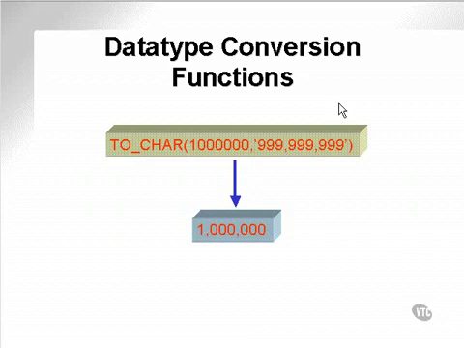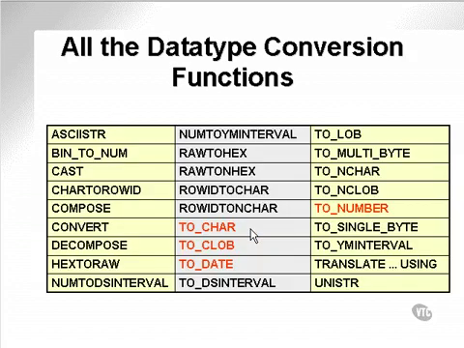Data type conversion functions. Here is an example. To char the number 1 million to a string representation which is comma delimited, we end up with the number 1 million, comma delimited in thousands. Here are all the data type conversion functions used in Oracle.